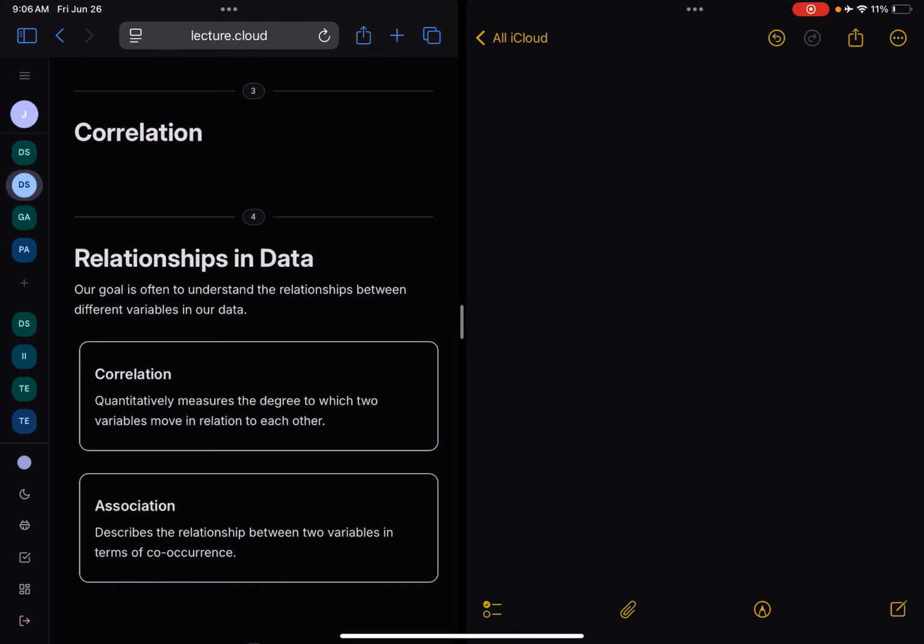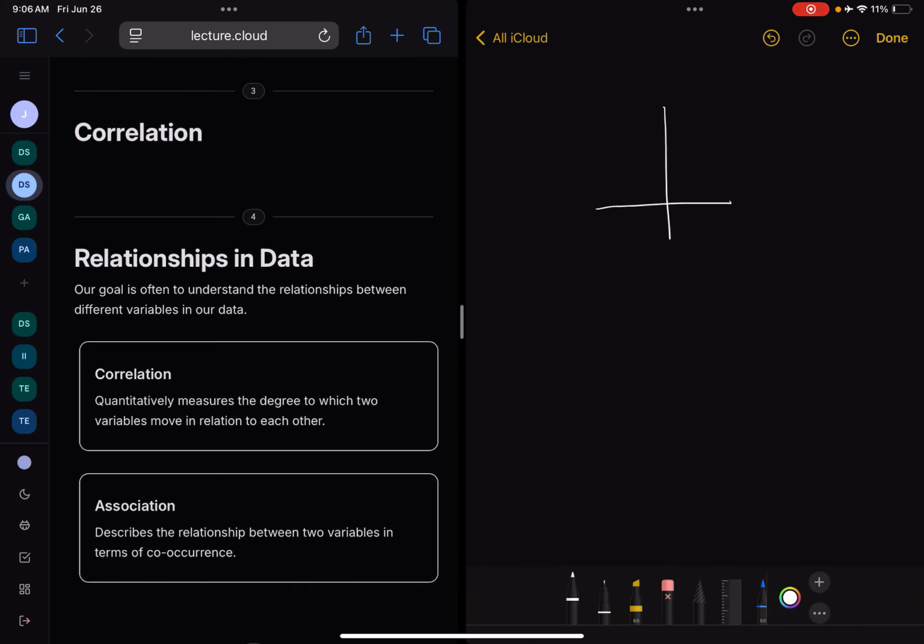In a previous lecture, we discussed how we can describe a single variable. There are different ways to describe this. We can say that the mean is here, the median is here, that the spread is this, and that the variance is also a measure of spread, or maybe it looks like that.